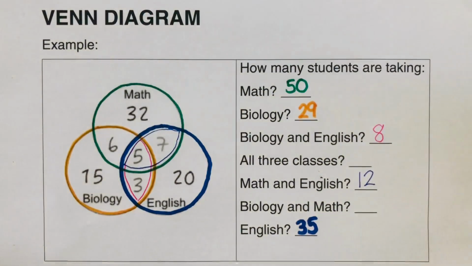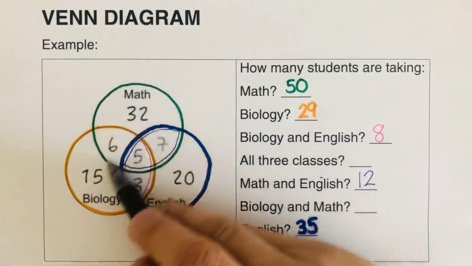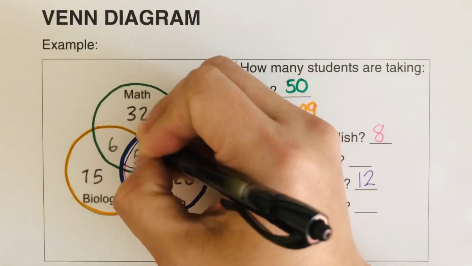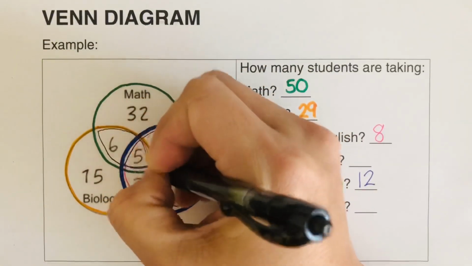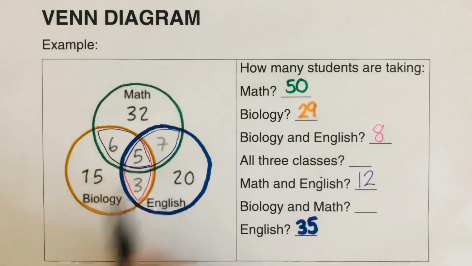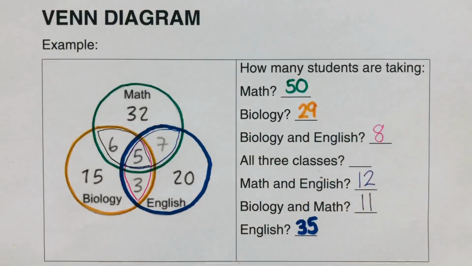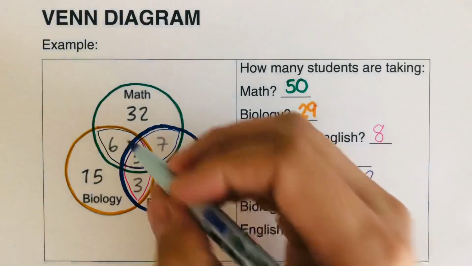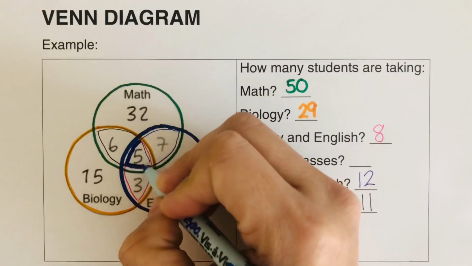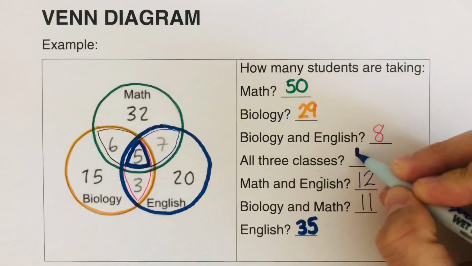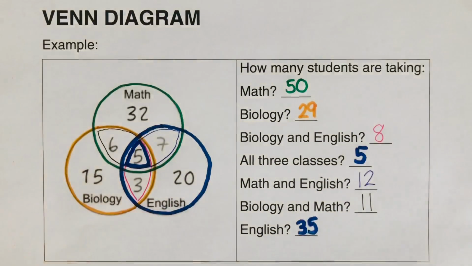Now let's move on to the third one right here, biology and math. So it's between the yellow and the green. So biology and math would be this part right here. So 6 plus 5 is 11. Now, how many students are taking all 3 classes? It's the one that is located at the center or in the middle, which is 5. It is the intersection of all of the circles.